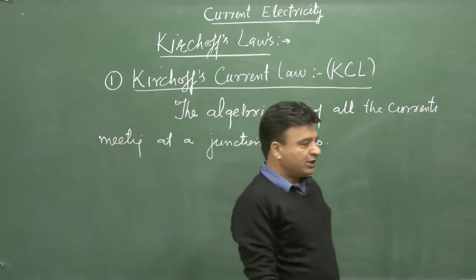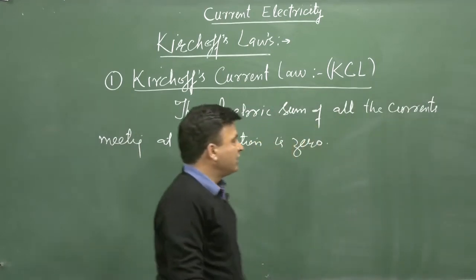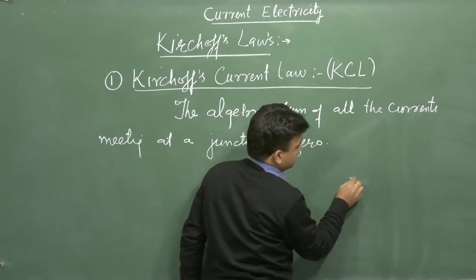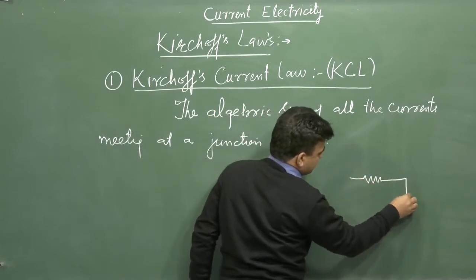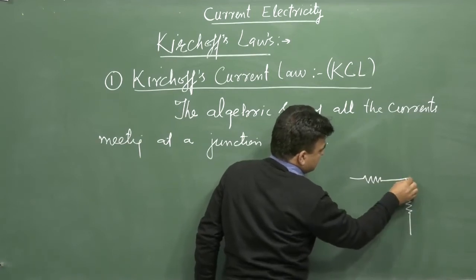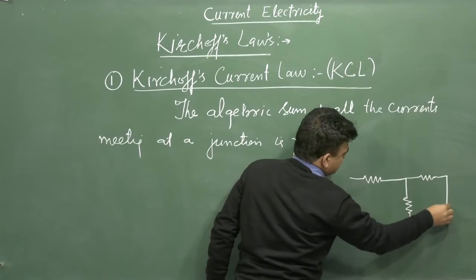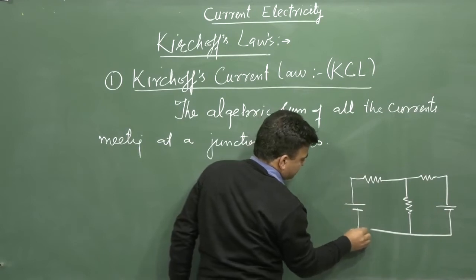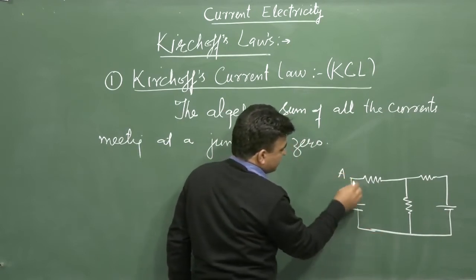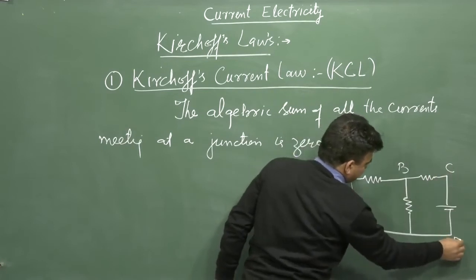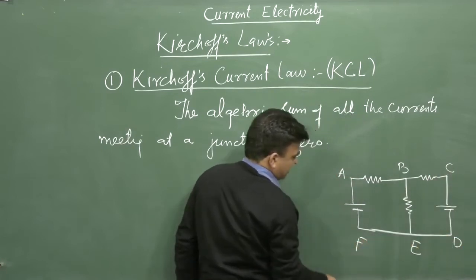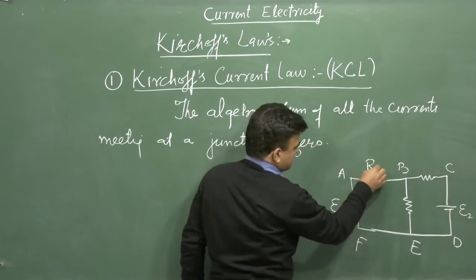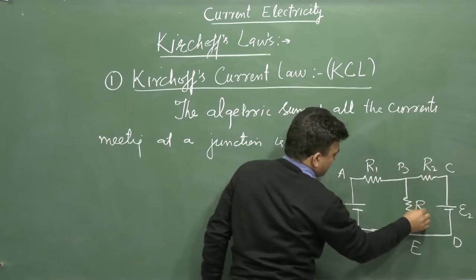First of all, let us say what a junction is. In case of an electric circuit, let us suppose that this is an electric circuit consisting of a few resistors and batteries, as shown here. Let us name the points as A, B, C, D, E, F here. Say this is a battery of EMF E1, this is the battery of EMF E2, this is resistor R1, R2, R3, and so on.